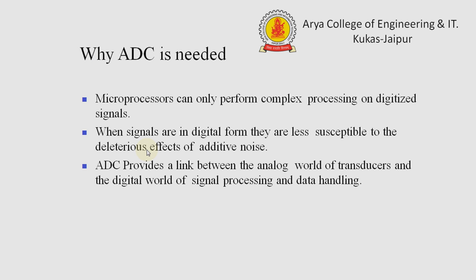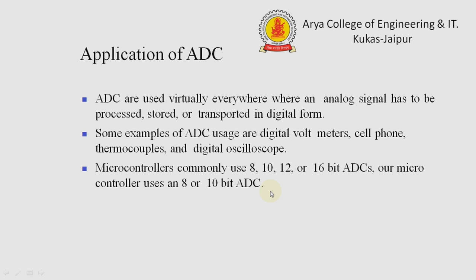So why is ADC needed? Microprocessors can only perform complex processing on digitized signals. So for any type of complex processing, digital signals are required, or we can say for any type of digital devices we require only digital signals. And when signals are in digital form, they are less susceptible to the deleterious effect of additive noise, and ADC provides a link between the analog world of transducers and the digital world of signal processing and data handling.